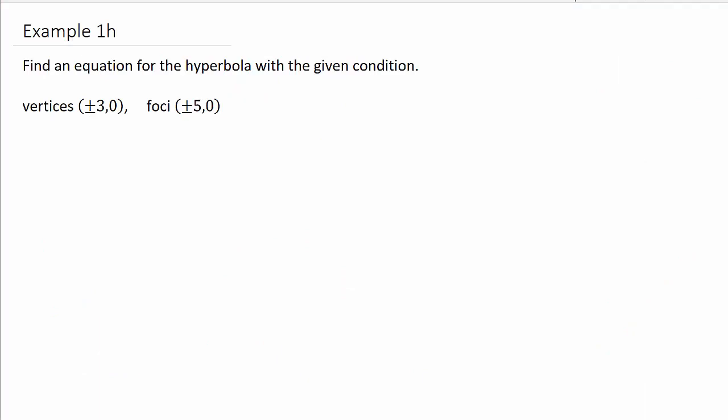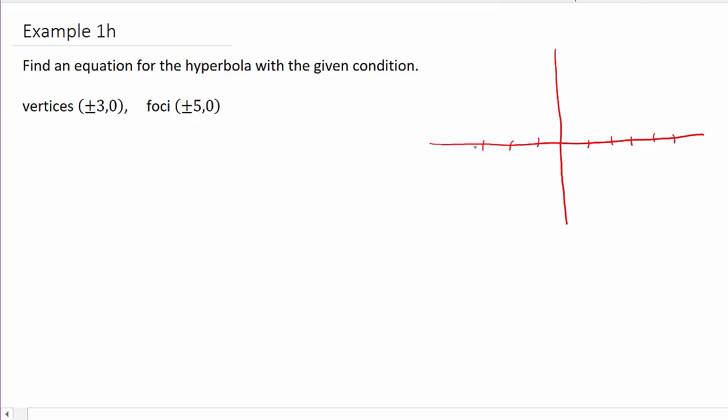All right, let's see what we got with this example. It says find an equation for the hyperbola that has vertices plus or minus 3, 0 and foci plus or minus 5, 0. All right. So to do this, let's draw what we can. So we've got vertices plus or minus 3, 0. So we got one at 3, 0 and negative 3, 0. And then we've got foci at negative 5, 0 and 5, 0. So that tells us that the hyperbola is going to look something like this.